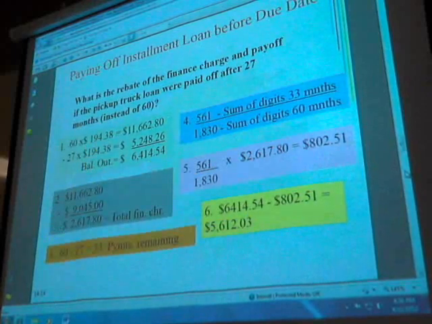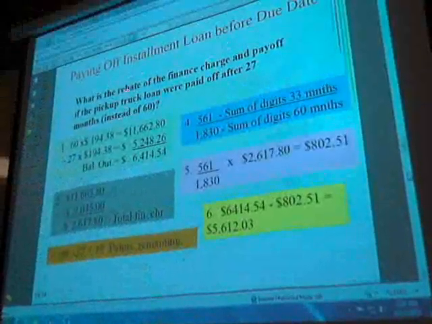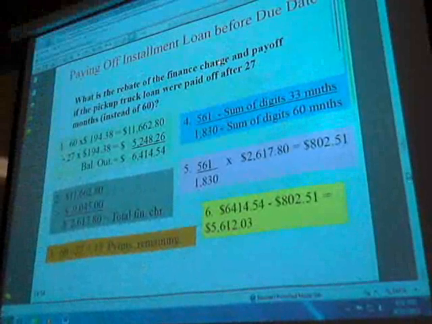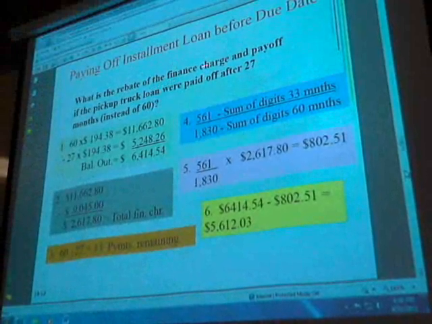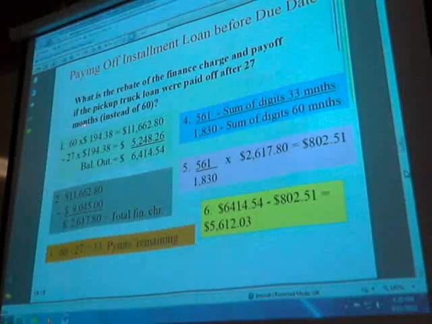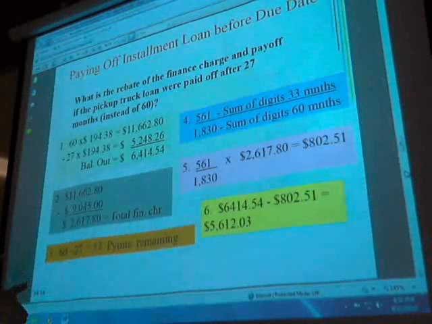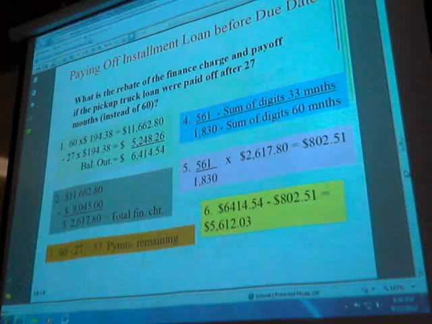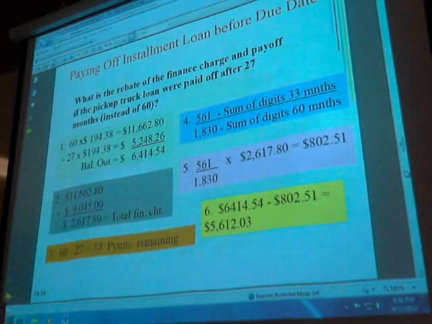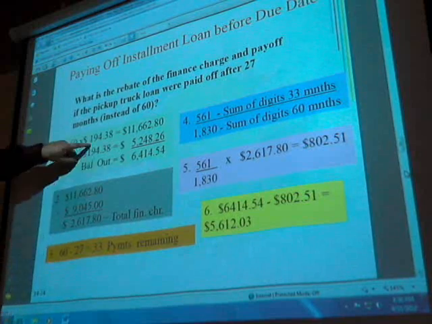All right. This is fairly involved, so pay close attention. They ask us, what is the rebate of the finance charge, which is the interest you're saving, and also what is the payoff if we pay off this pickup truck loan after 27 months of payments instead of the total of 60 months of payments. So what's happening here is after 27 payments, we're going to pay it off completely. We came across some money, we did our tax refund, for instance, and we have the money to go and pay it off. Right? That's a smart thing to do with your refund. Unless the government takes it from you automatically if you owe it.